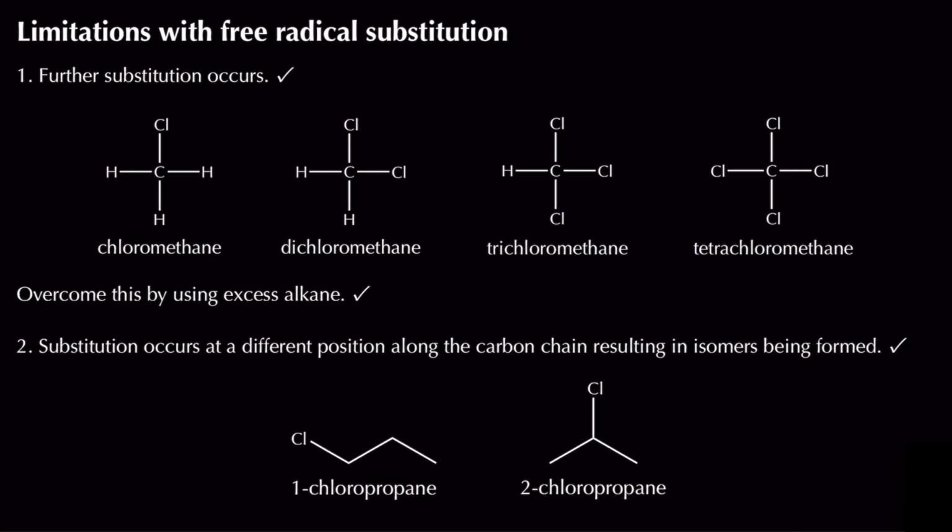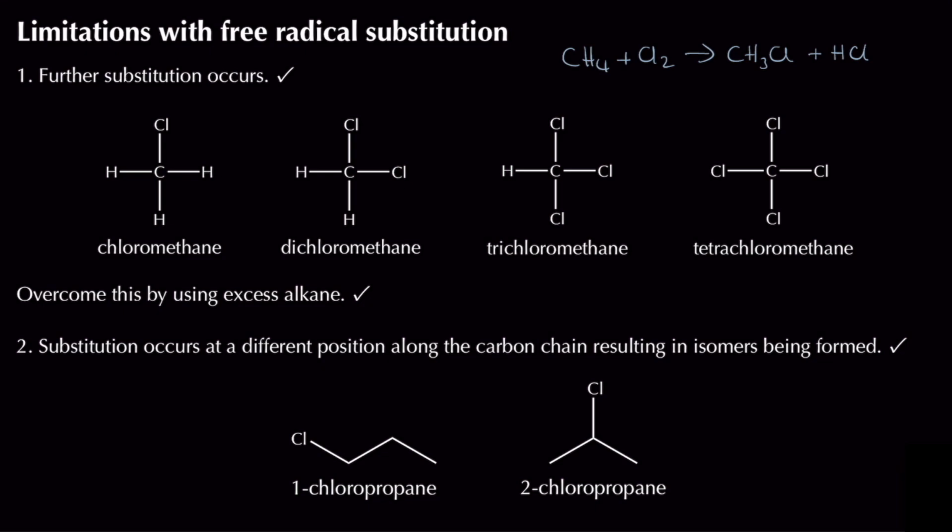Now there are some limitations when it comes to free radical substitution. Let's say I were to take something like methane and I wanted to make something like chloromethane, and that was my target molecule that I wanted to make in industry, for whatever reason. I end up with a balanced equation that looks something like this. A problem with this reaction is that we can't actually control it that well, and we can end up with further substitution occurring.